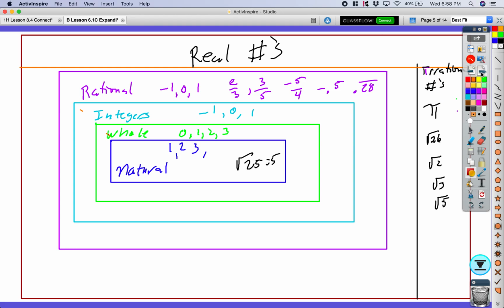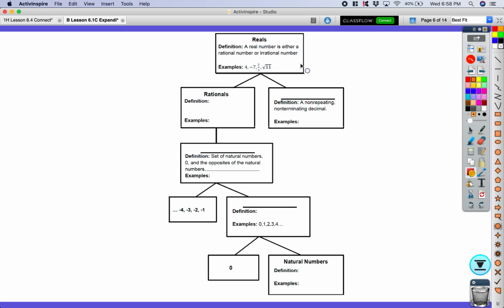So let's go ahead now and look at a few examples. Here's the chart that was in your notebook. I like the one I made a little better, but if this one helps, you can also use it. If not, make sure you have the other one written down on a separate sheet of paper.